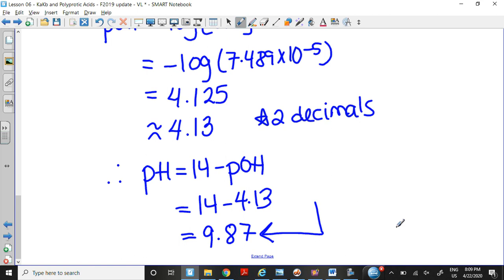At the very end, when you're done calculating your pH, make sure that it makes sense. This problem was involving a base, so you should have a basic pH. Remember, bases are going to be greater than 7 on the pH scale. This number is definitely greater than 7, so it falls within the basic range.